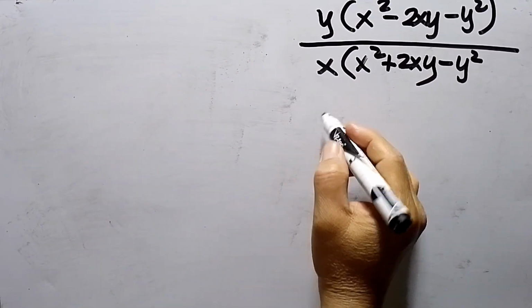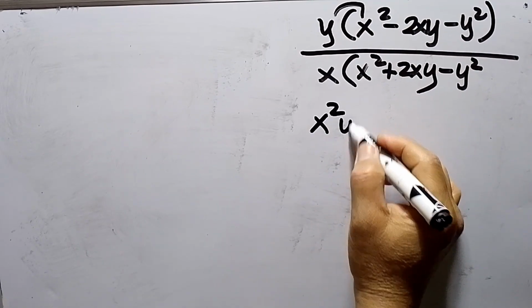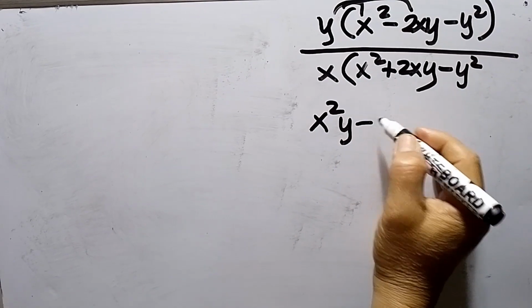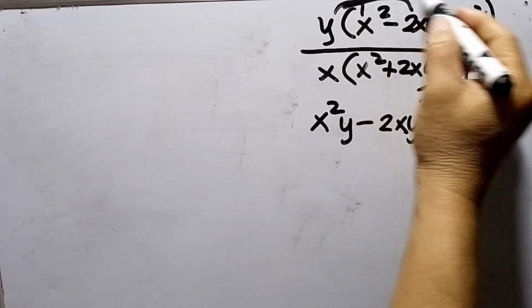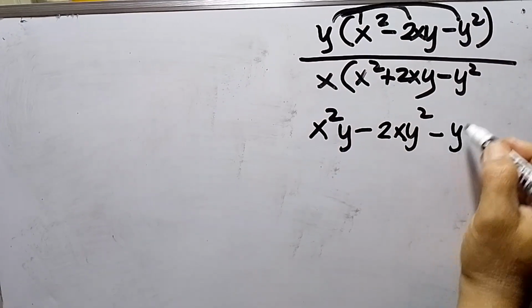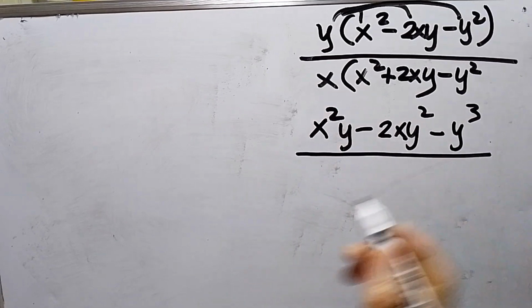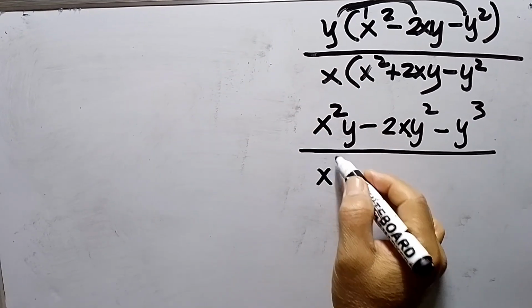So this will be distribute. So x squared y, then to the second term, minus 2xy squared, and then the last term, which is minus y cubed, because y times y squared is y cubed. Then how about the denominator? So x times x squared, this will be x cubed.